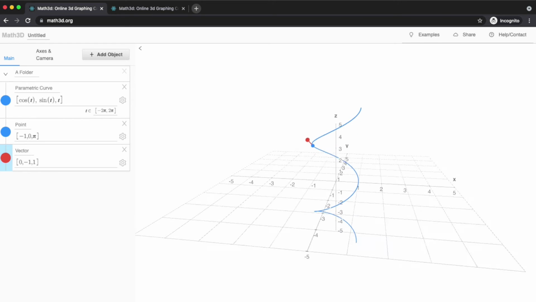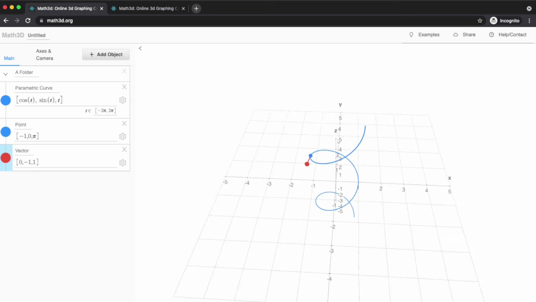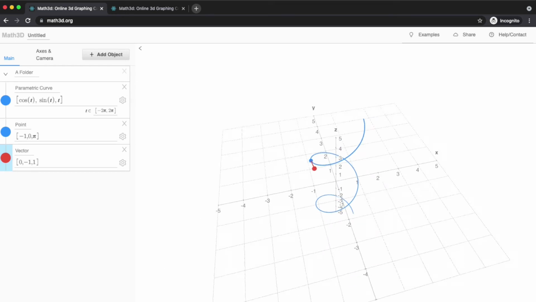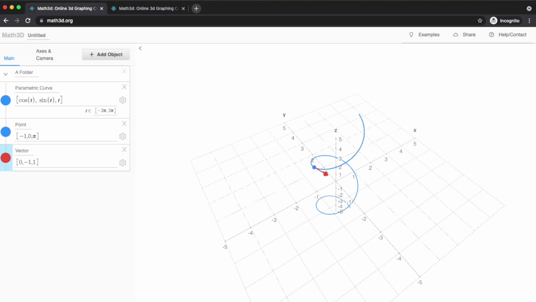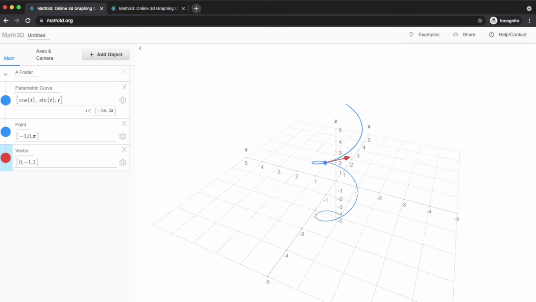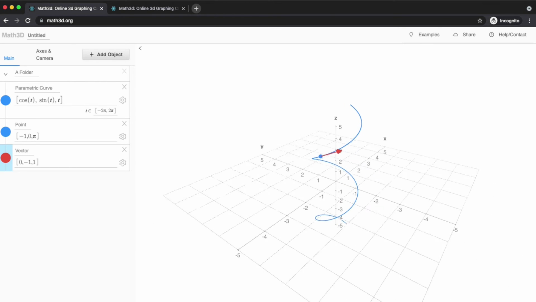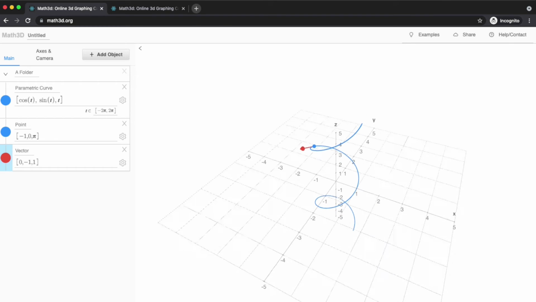And that's looking pretty good. We can see as the point sort of zips around the helix and comes to this spot here, that's the direction that the point is moving in right at that instant. That's what the tangent vector is telling me.